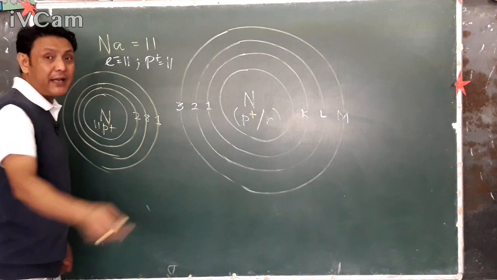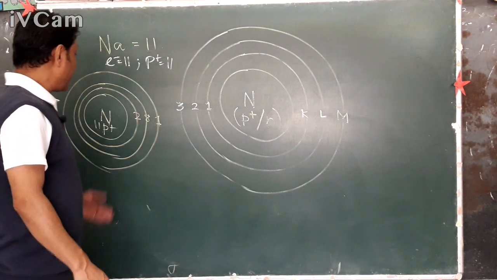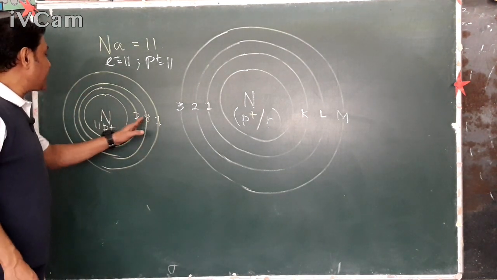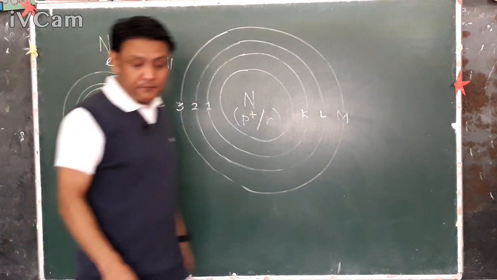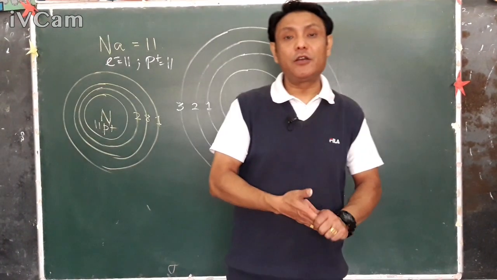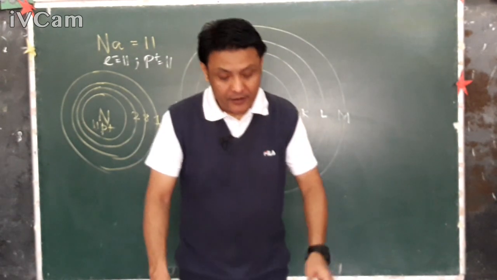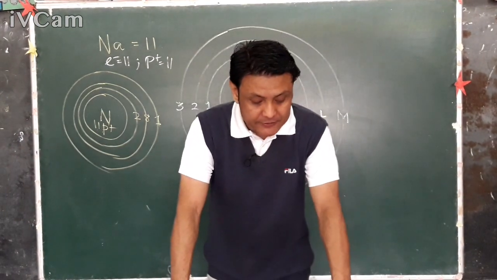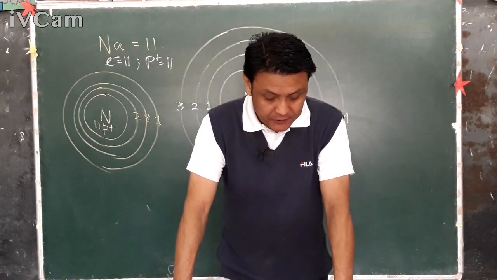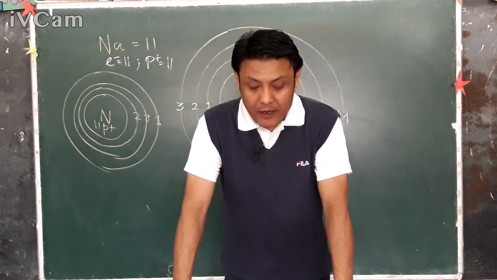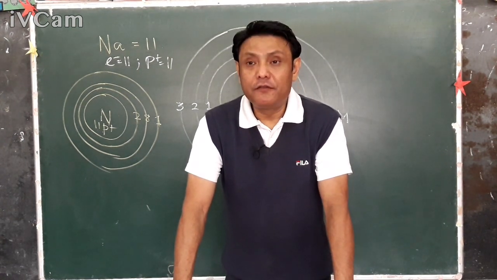We'll talk about electronic configuration in the next class. So total number of electrons: 8, 9, 10, 11. So in any atom, the number of electrons is equal to the number of protons. Therefore, atoms are electrically neutral. Okay. Now we come to the composition of the nucleus.